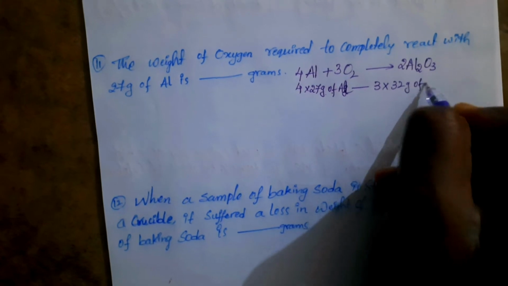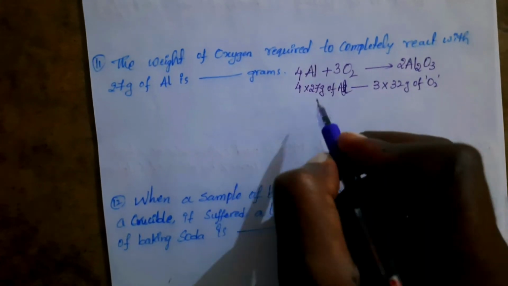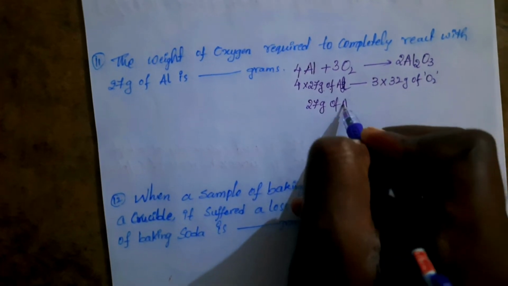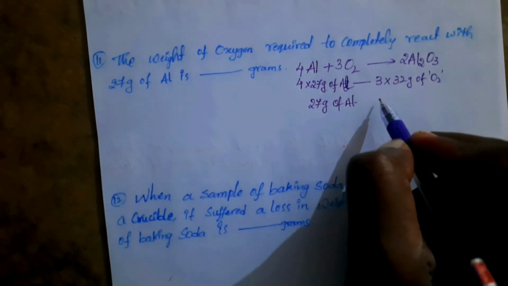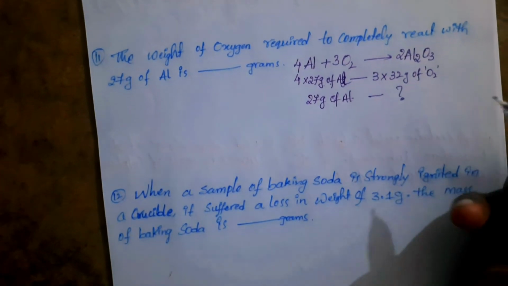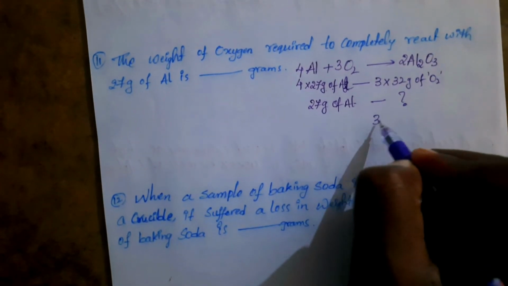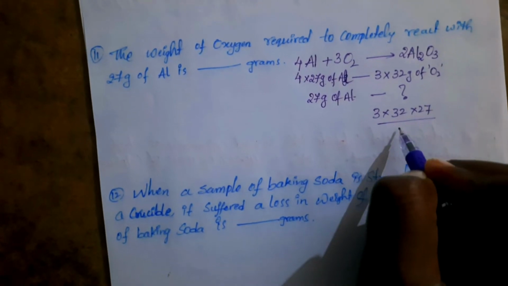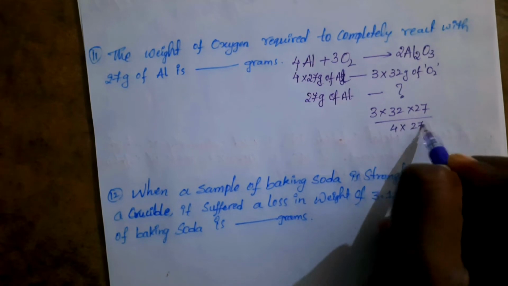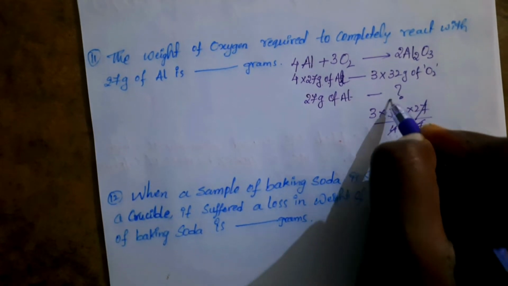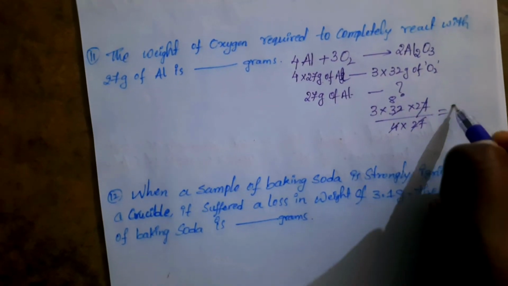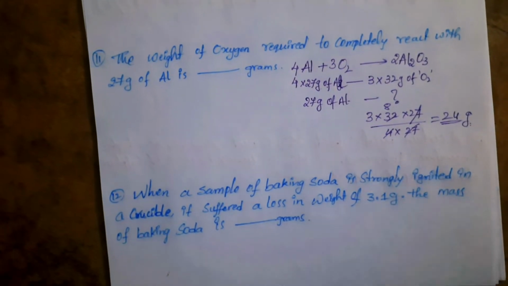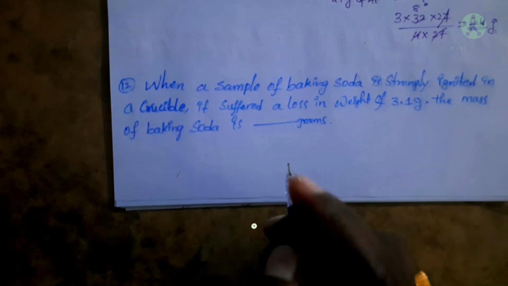Now here they are saying only 27 grams of aluminum. For complete reaction of 27 grams of aluminum, how much weight of oxygen is needed? That is 3 into 32 into 27 by 4 into 27. 27, 27 get cancelled. 4 8s are 32, 3 8s are 24. It is 24 grams of oxygen that is needed. Is that clear? Now you see the next question, very important.